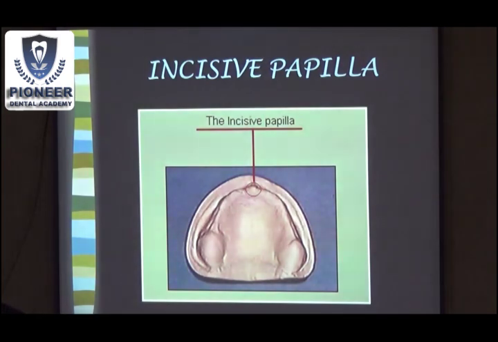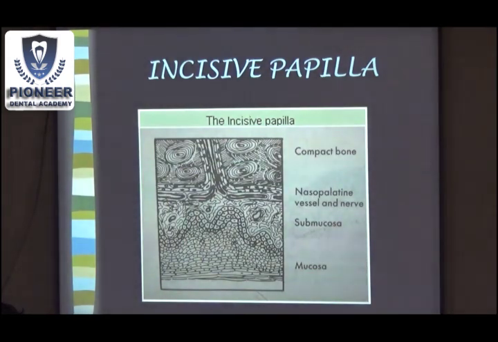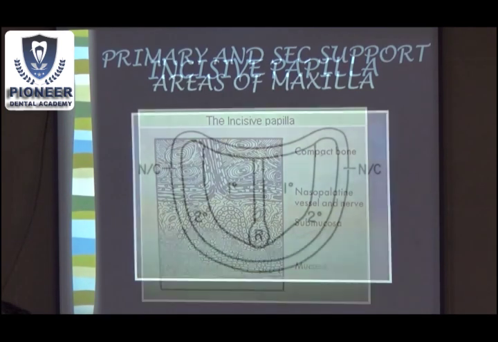That is the incisive papilla. So in the histologic picture, you can see the nasopalatine nerves and vessels passing through the nasopalatine canal, through the incisive foramen.